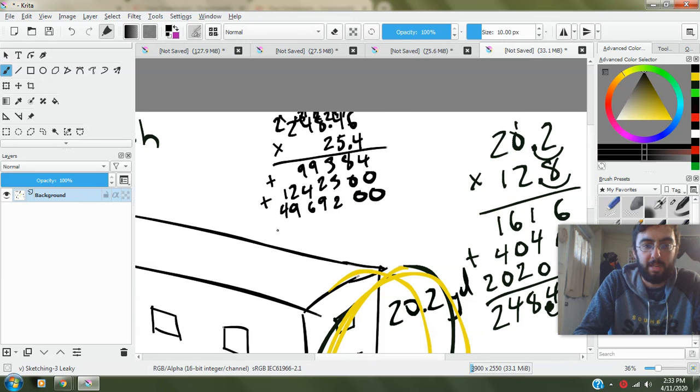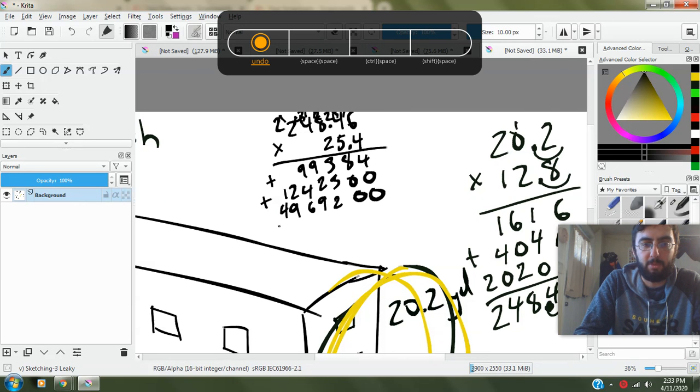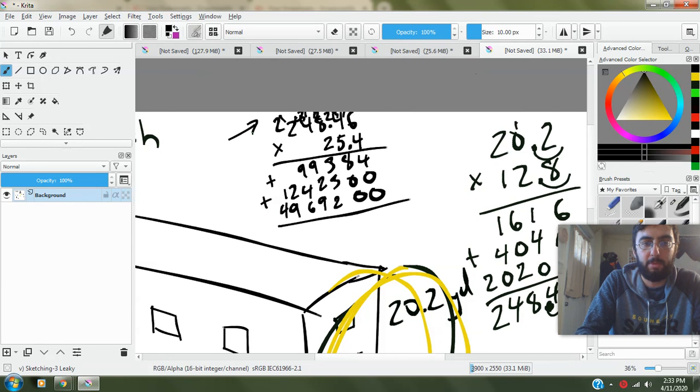All right, so you can see I did not give myself the best spot to work here as I was running out of room up here. So hopefully I didn't make a mistake. If I did and you noticed, just let me know. But now I'm going to add these up.